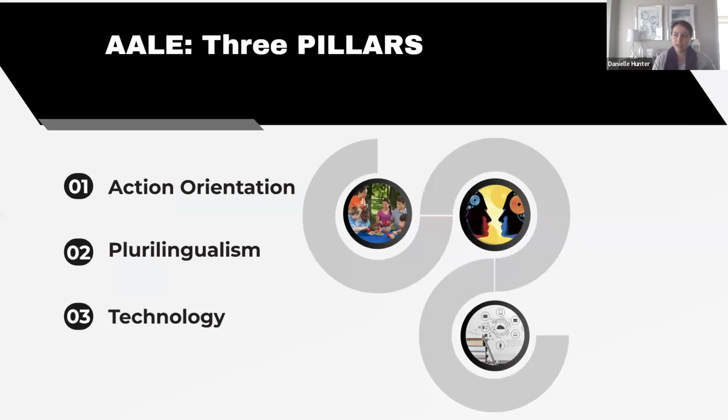Like the projects that came before the AALE project, this project is anchored in complexity theory. For this project, learning is seen as a non-linear activity. Learners are seen as social agents, all interacting within complex adaptive systems, which are dynamic. As I mentioned before, the 3 pillars for this project are action orientation, plurilingualism, and technology.